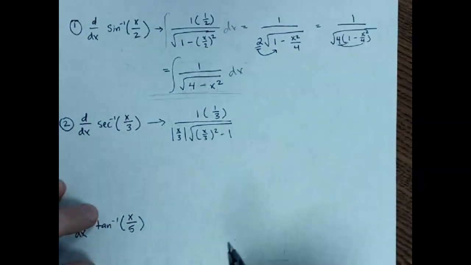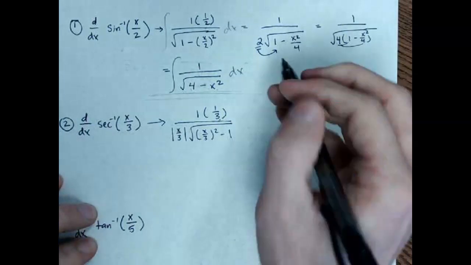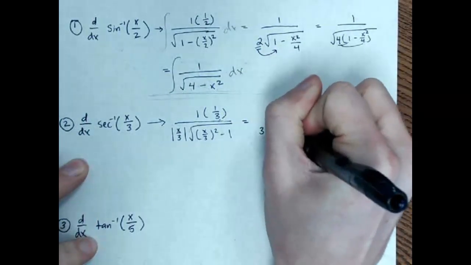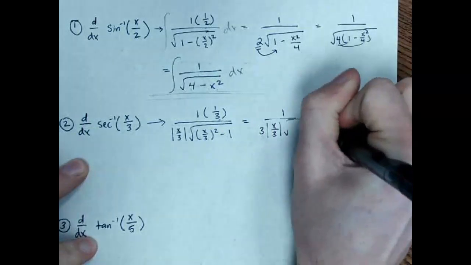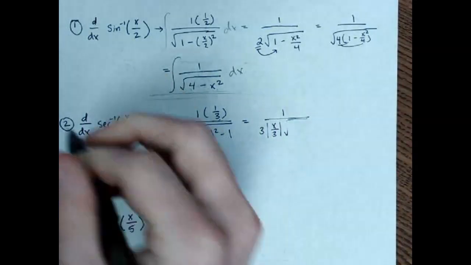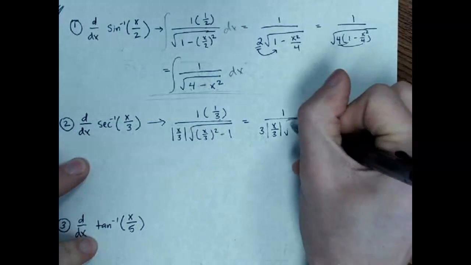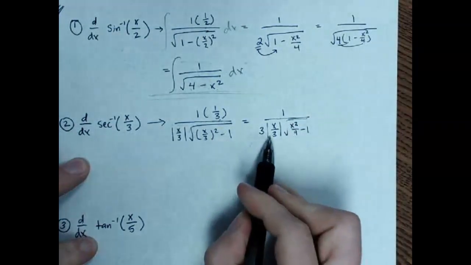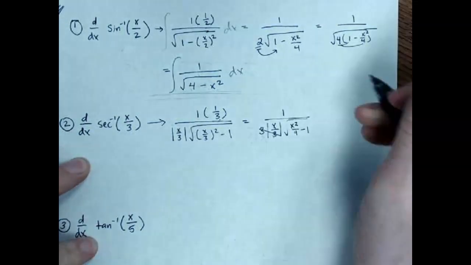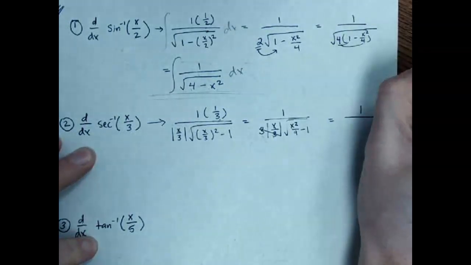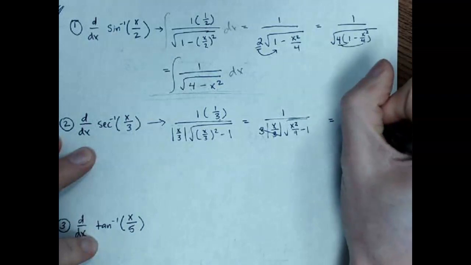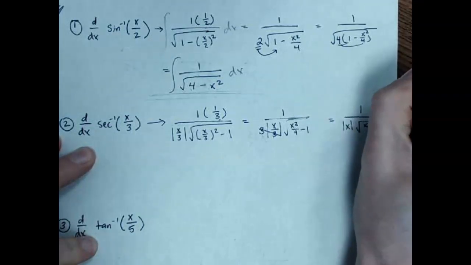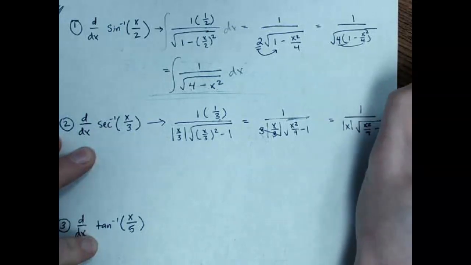So let's go ahead and simplify this. Again, I'm going to take this 3, put it to the bottom. And then here, let's just simplify inside the radical. We have x squared over 9 minus 1. Now notice this 3 is going to cancel. So right now I've got 1 over, I still have the absolute value of x. Then I've got the square root of x squared over 9 minus 1.